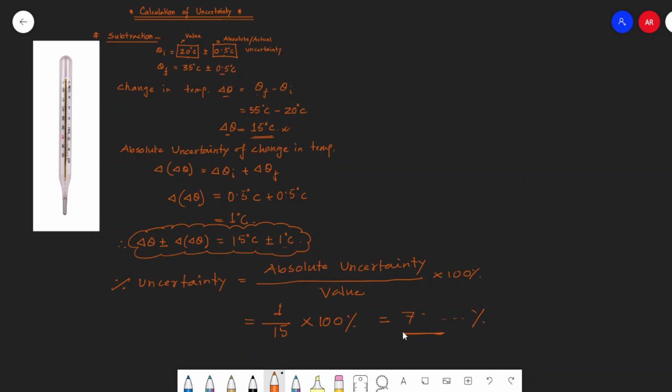So based on the significant figure, we are going to express this value in one significant figure or two significant figures or at most three significant figures. Based on that, we are expressing this value. So this is how basically we are expressing the percentage uncertainty.